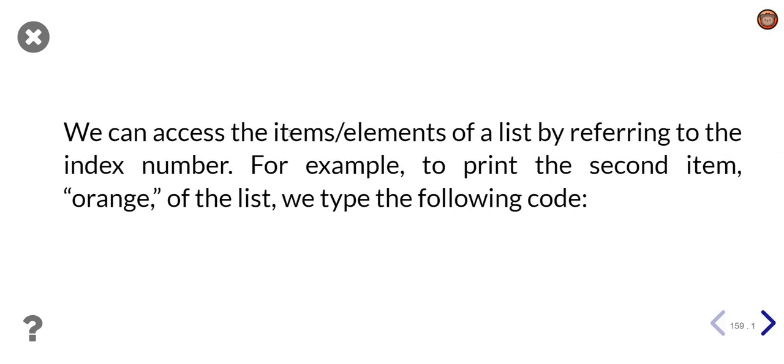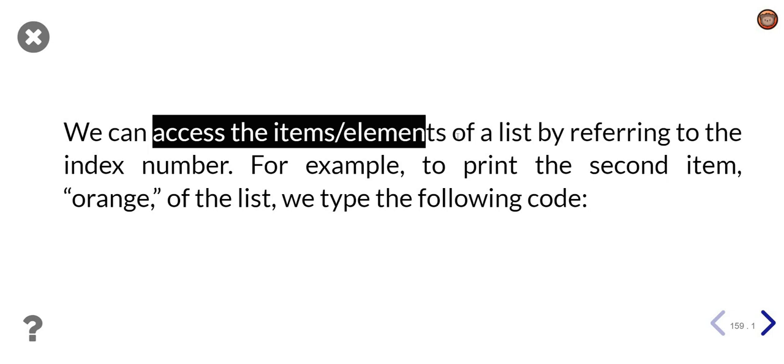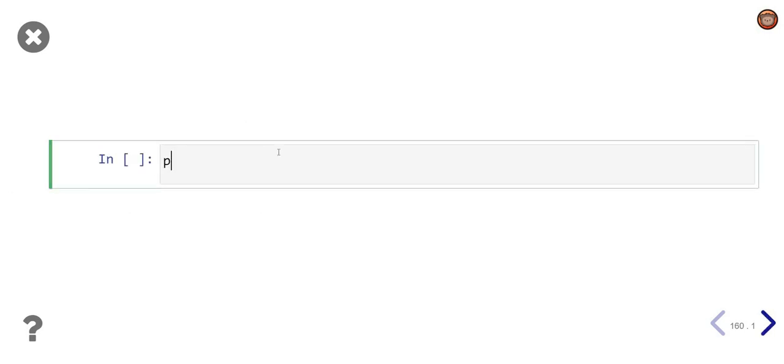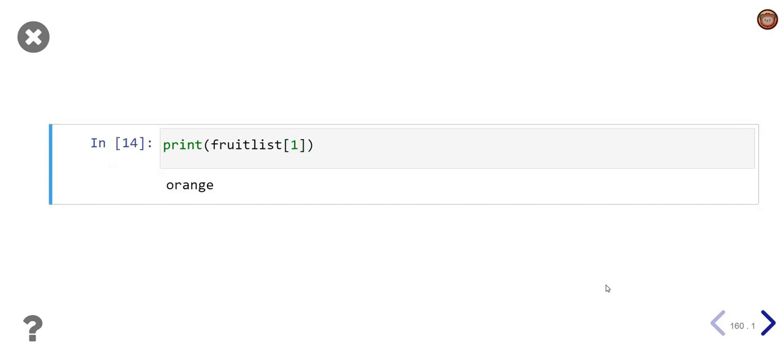So as we mentioned earlier, we can actually access the items or elements by referring to the index number. So let's say if you want to have orange, then you can actually type print fruit list. Then remember the index, we must use square bracket also. To access any element inside a list, we must use square bracket. So index 1, so we are able to access. So this is list. Okay, simple.